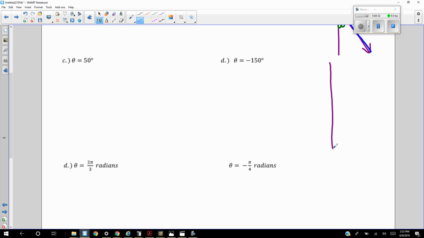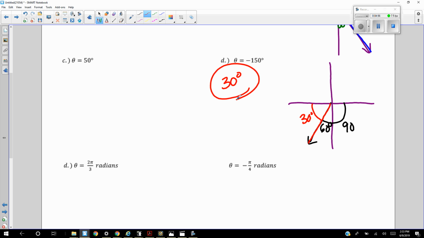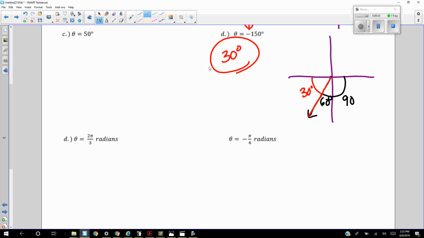Negative 150. And that's going to be in quadrant number 3. I'm going to quickly annotate it. That's 90. That piece would be 60. So the shortest distance to the x-axis from that terminal side would be right there. I probably don't have this one drawn to scale. But either way, it's 30 degrees. Remember, the reference angle is always positive. So even though this angle measures negative, the reference angle is a positive 30.